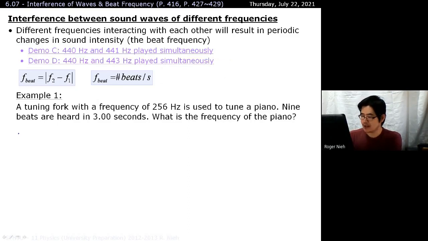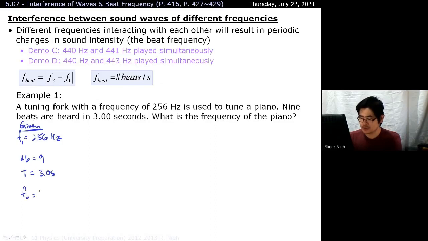Okay, so a tuning fork has a frequency of 256 hertz. That's our reference tone. Okay, we'll call it F1. However, we had a second instrument, which is the piano, and when we play them both in unison, we end up hearing this annoying little flutter. So they aren't perfectly in tune with each other. Okay, so we heard what is it? The number of beats is equal to 9, and the time between those beats is 3.0 seconds.